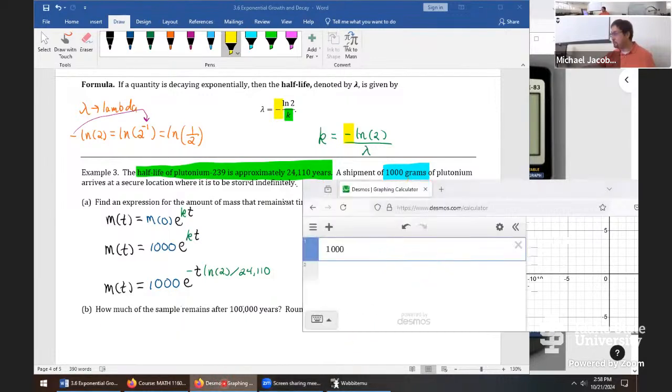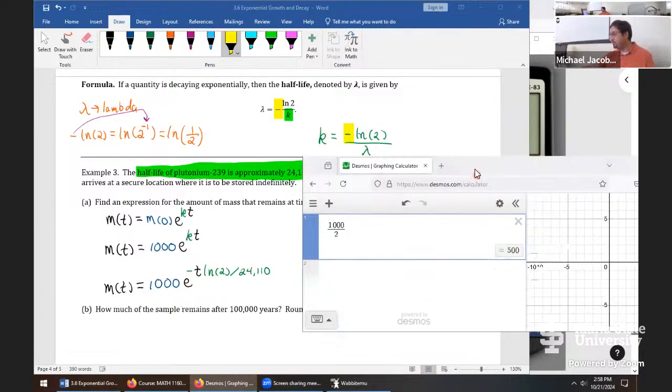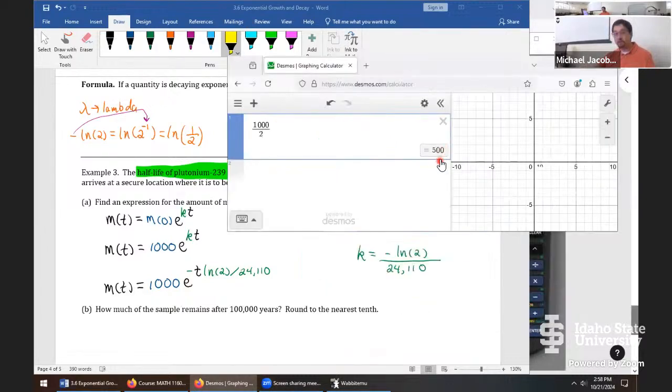Okay, so we have 1,000 grams initially. Half-life is about 25,000 years, so we're definitely fudging it and just estimating. 100,000 years looks like 4 half-lives. So if you divide by 2, that's 1 half-life. Let me move this over. We'd have about 5,000 grams.